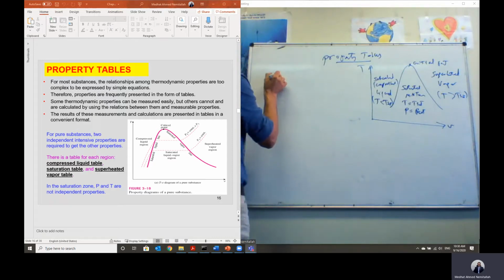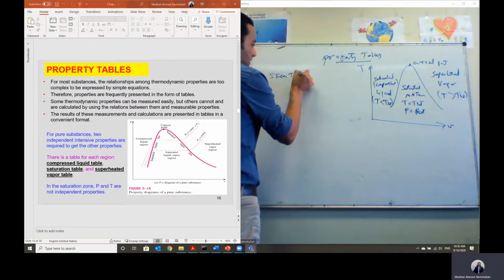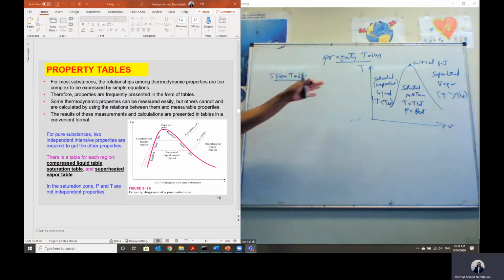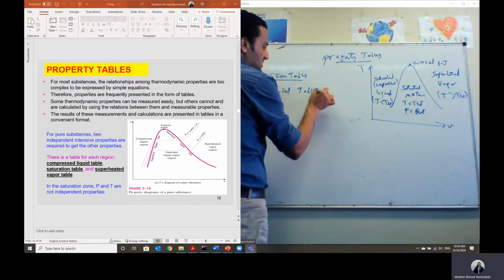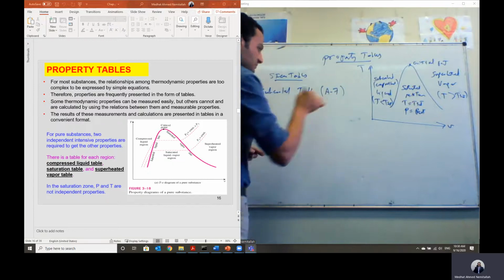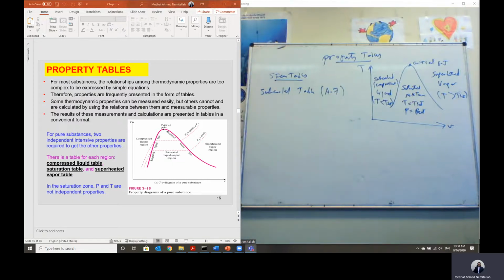Like talking about steam tables. For steam tables, as we said, we have three tables. One table for the subcooled, so we have the subcooled or compressed liquid table. This table is table A7 in the property tables. I have sent to you already the property tables.